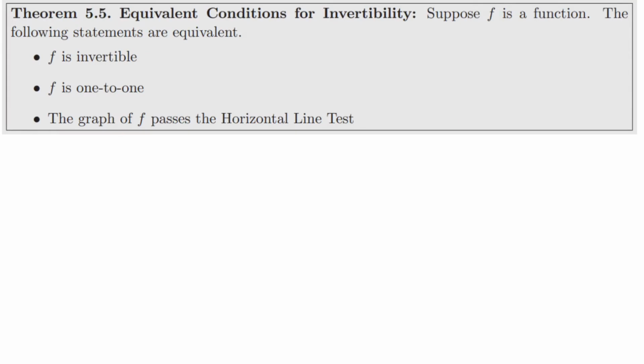So what we've learned so far is that there are several ways that we can state the same thing. Suppose f is a function, then these three statements are equivalent. The first one, f is invertible. Second one, f is one-to-one. And the third one, the graph of f passes the horizontal line test. In all three cases, we're saying f has an inverse.